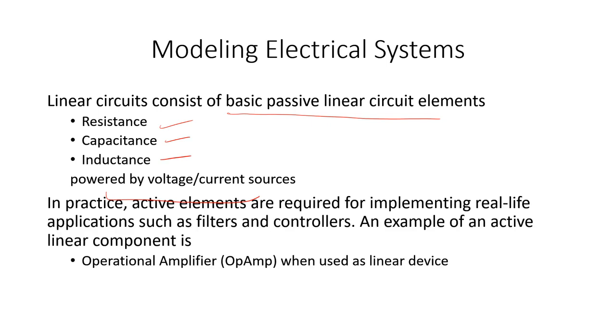In practice, however, we need to include some active elements to implement interesting real-life applications such as filters and controllers. An example of an active linear component is the well-known operational amplifier when it is used as a linear device.